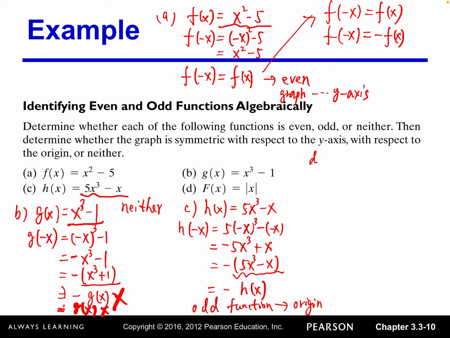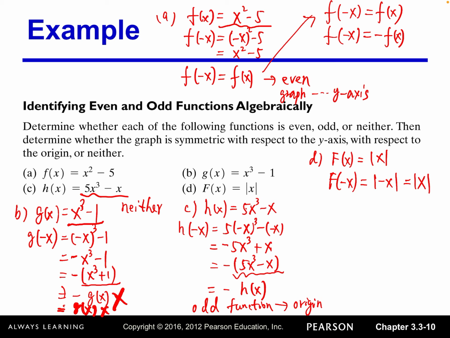All right, now let's look at the D. The capital F of x equals absolute value of x. So now we need to evaluate f of negative x. So replace x by negative x and then find the absolute value. Negative x, find the absolute value, should just equal the absolute value of x, right? That's the same. The negative sign is eliminated.